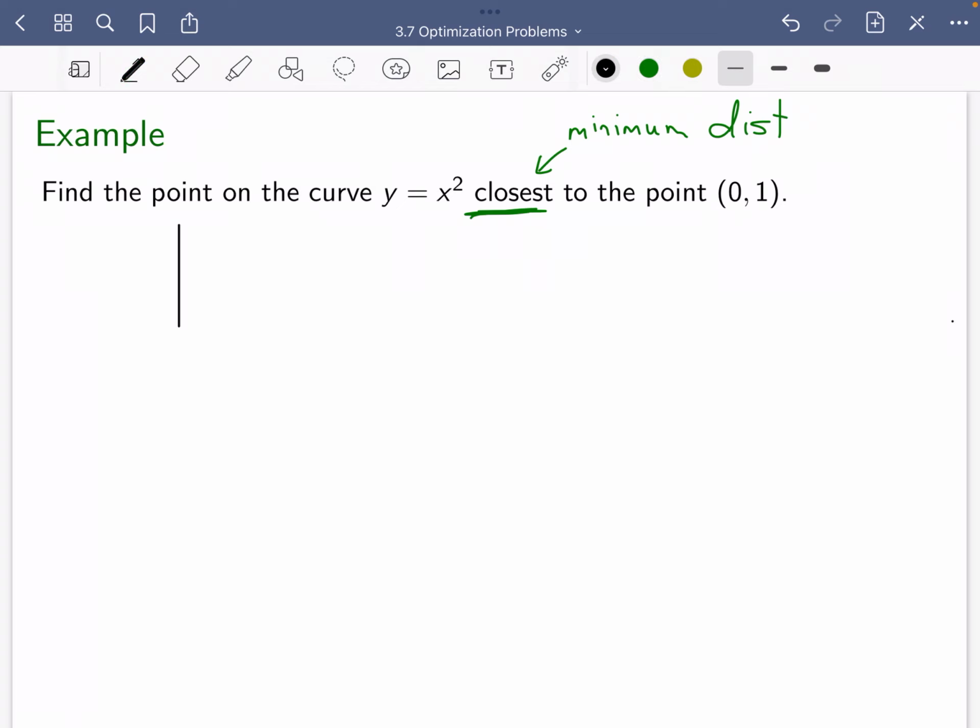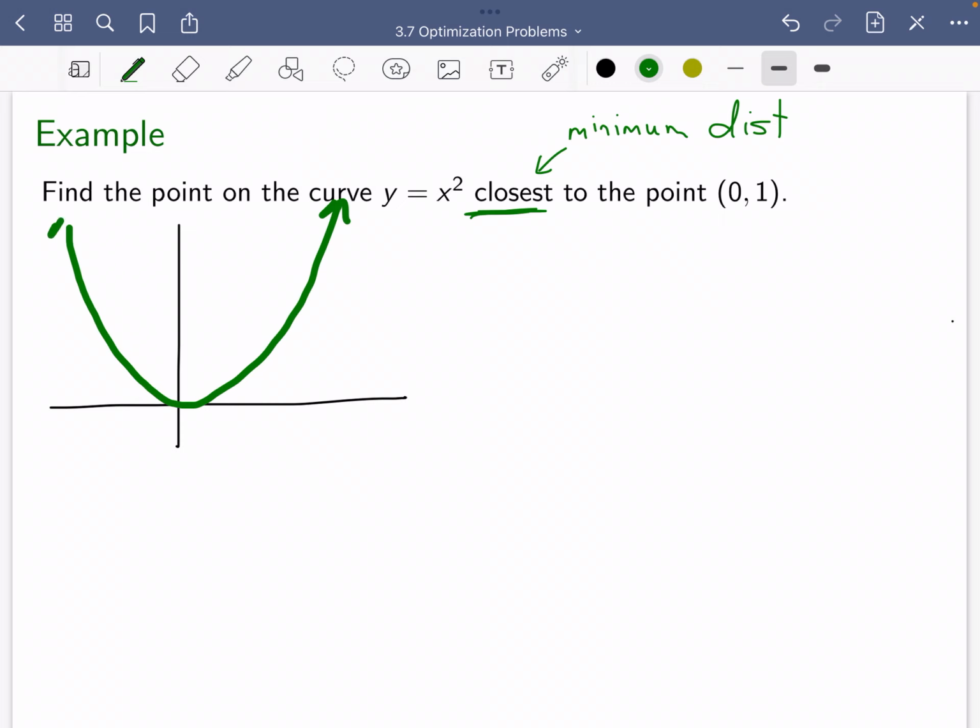So let's draw our picture. We have y equals x squared. That's a parabola with a vertex at (0, 0). Here is the point (0, 1). We want to find the point on this curve that's going to minimize that distance.